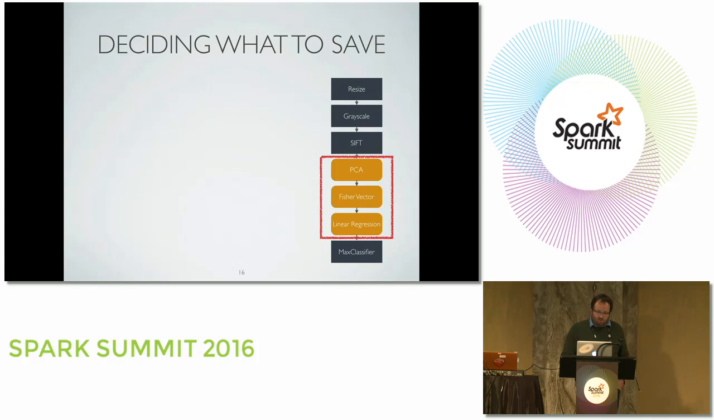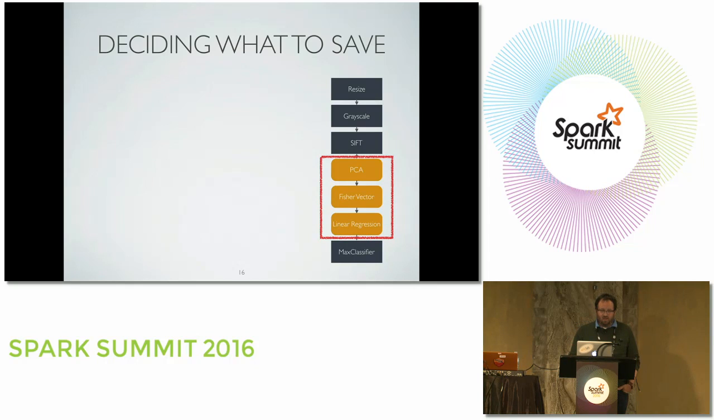So great. So I've given you some motivation for the per operator level optimization that we're doing in Keystone. That was one example, linear solve. We're doing that with a bunch of other logical operators in the system. And now let's talk about how we decide what to save.